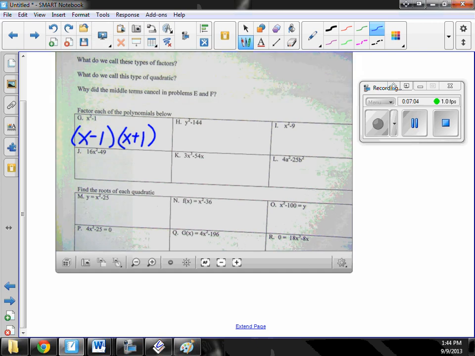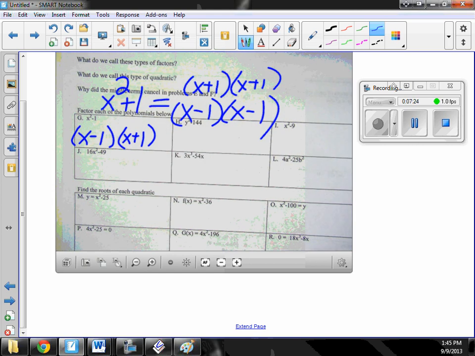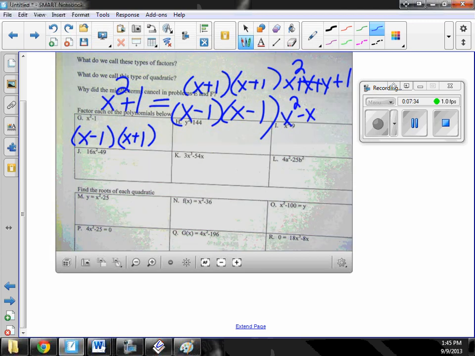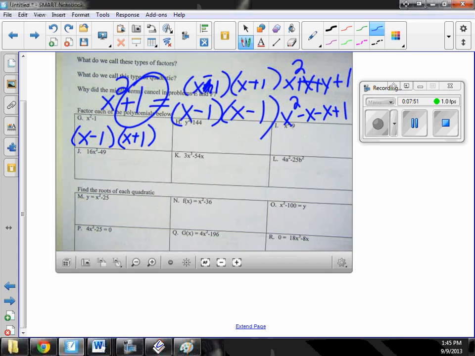What if it said x squared plus 1? Does that factor? No. Let's try it. My options are x plus 1 and x plus 1, and x minus 1 and x minus 1. Will this have middle terms canceling? No, I would get x squared plus x plus 1. And this one I would get x squared minus x plus 1. What's wrong with those? The middle terms have the same signs. So the only way it works is if one of these is a minus and the other is a plus. But if that's the case, then you would never get a plus 1. It would be a minus 1.